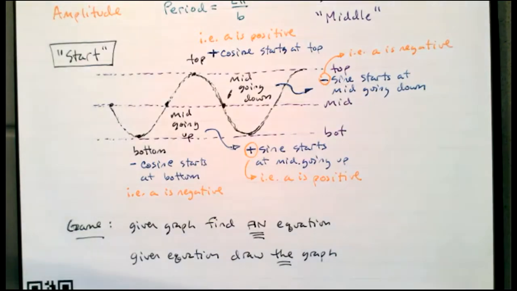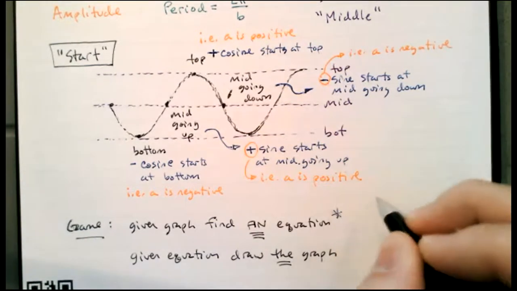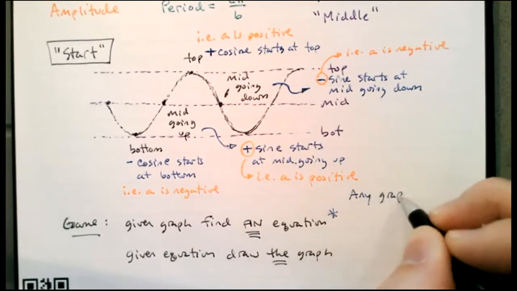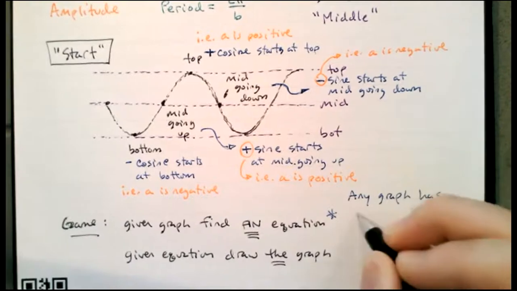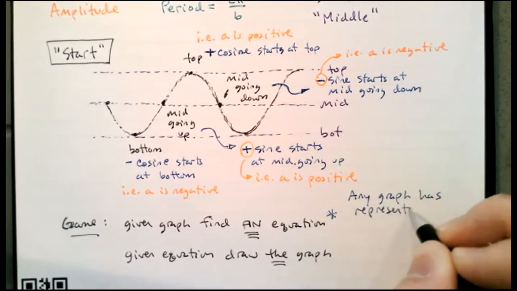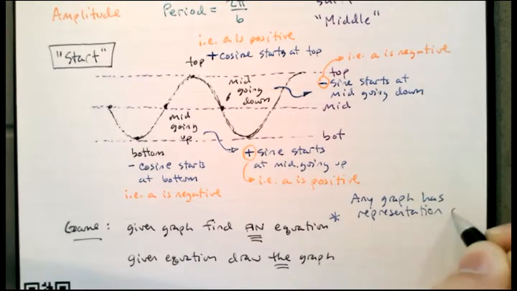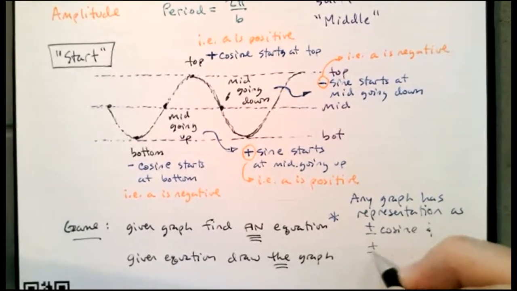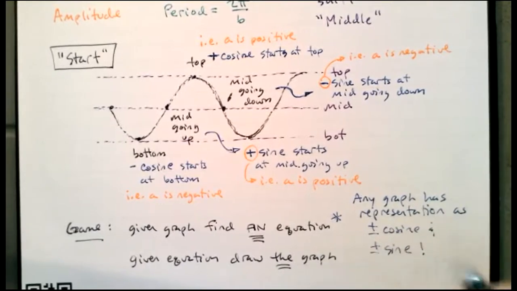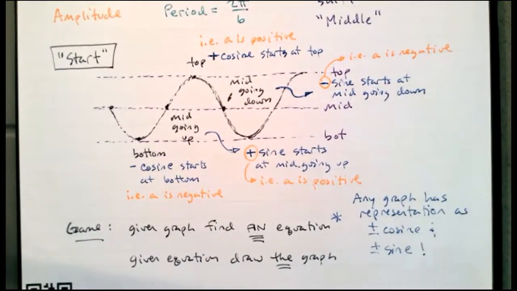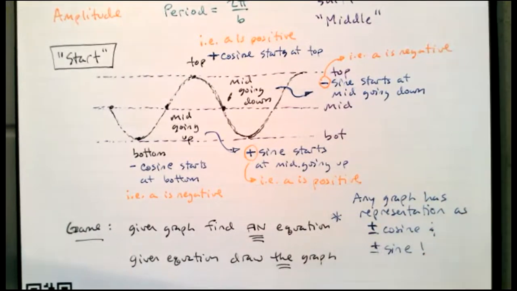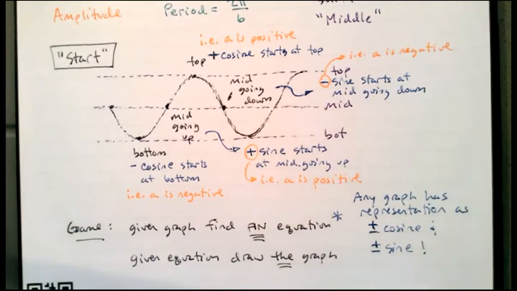So any graph, yikes, has a representation as positive or negative cosine and positive or negative sine. So you can choose to always write positive cosines and just say all my graphs will be positive cosines. Or you can choose your graph could be always negative sines. Don't do that. Don't just pick one.